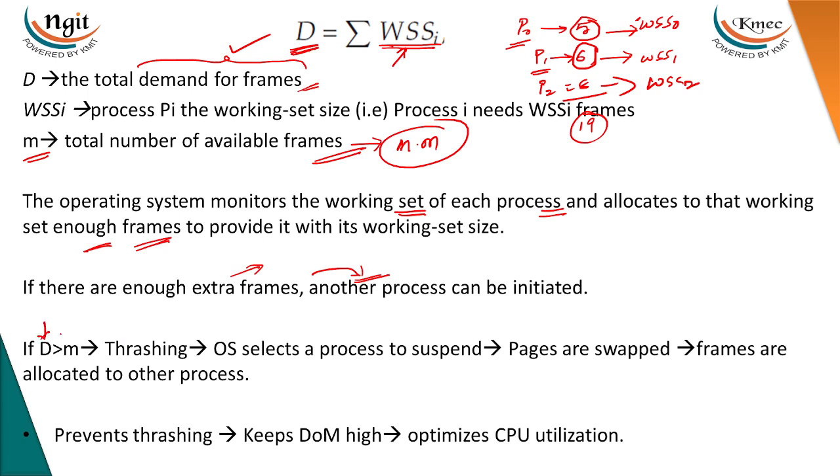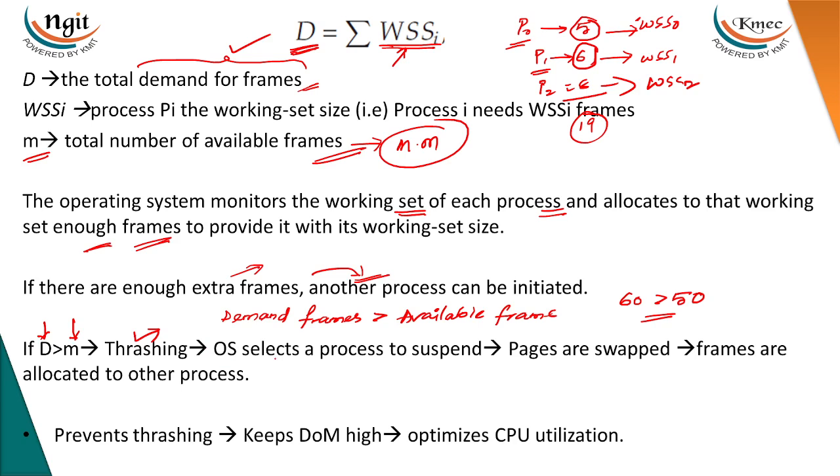Now we look here. D is the total demand of frames, and M is the total number of available frames. When the demanded frames are greater than the total number of available frames, what is meant by that? If the sum of the demand of all the processes is 60, but only 50 frames are available, then the system will go to thrashing. The thrashing problem comes when D is greater than M.